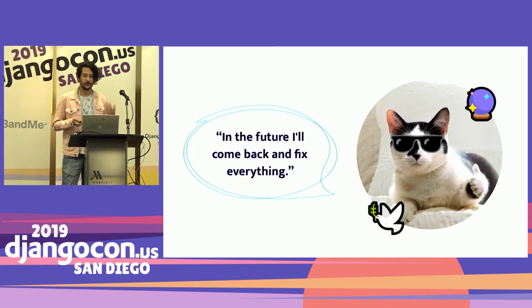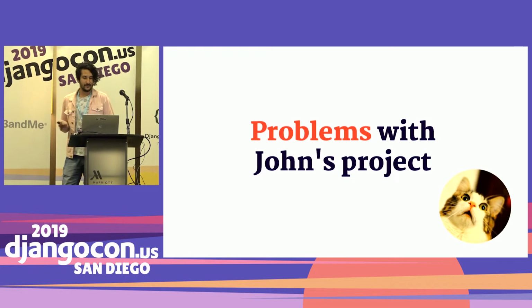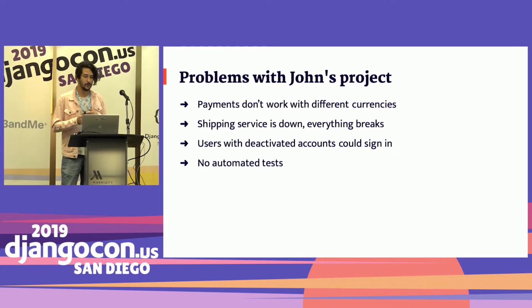They had to deliver the project the way it was, but John is positive and kept thinking, okay, in the future I'll come back and fix everything. Spoiler, we all know that this won't happen, right? So after the review, the team found some problems in his code, like the code responsible for the payments in his app was not flexible enough to accept different currencies. If the shipping service is down for any reason, the delivery could not happen.